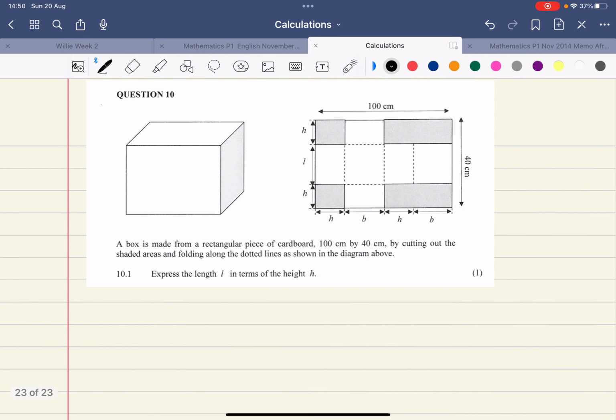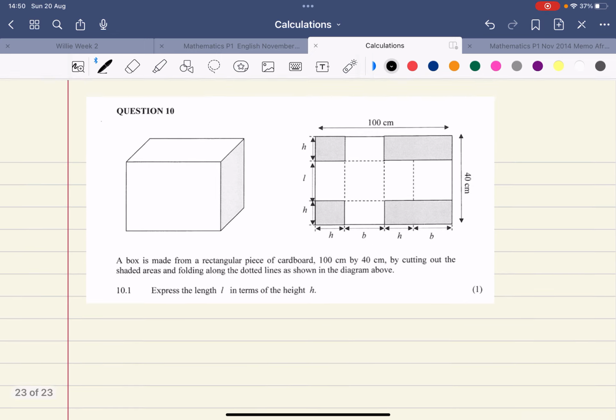Question 10. A box is made from a rectangular piece of cardboard, 100 centimeters by 40 centimeters, by cutting out the shaded areas and folding along the dotted lines as shown in the diagram above. Express the length L in terms of the height h.